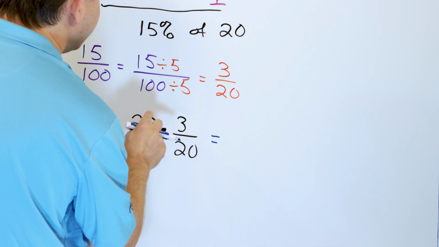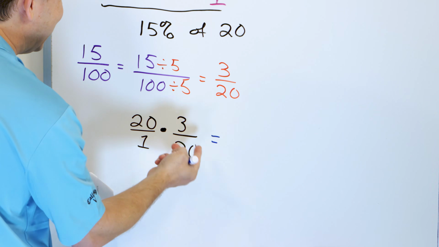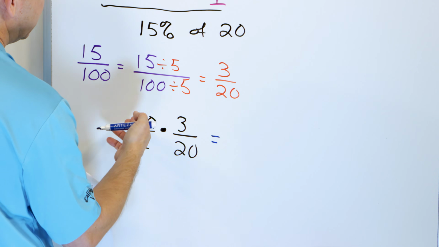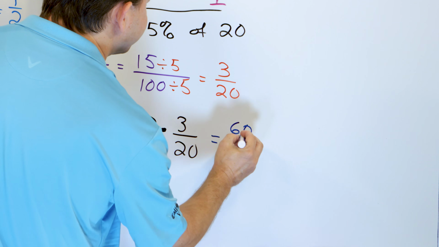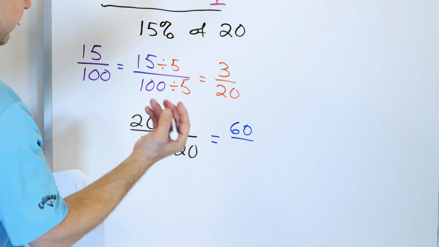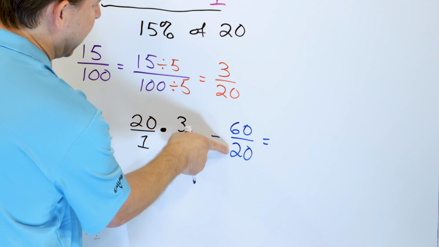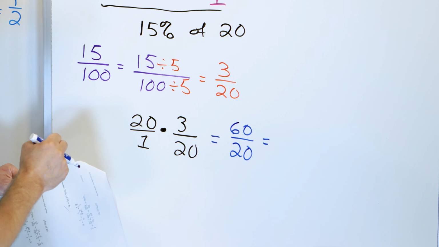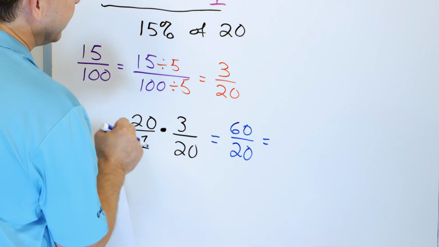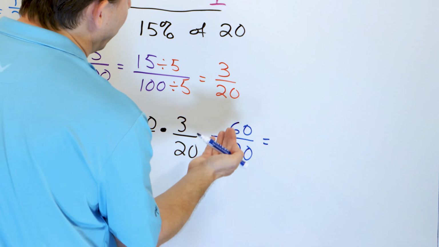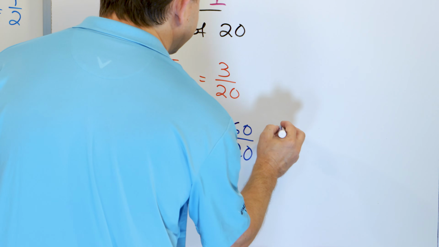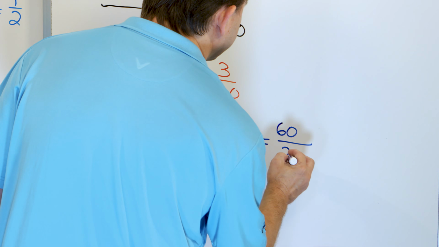Let's multiply this. 20 times 3, 20, 40, 60. You can count by 20s if you want. 20 times 3 is 60 on the top. And then 1 times 20 is 20 on the bottom. Right? So I could simplify this. I could divide top and bottom by 10 if I want to, or even by 20 if I want to. I can divide by 20 right here and 20 right here, or let's just do it like 60 over 20.